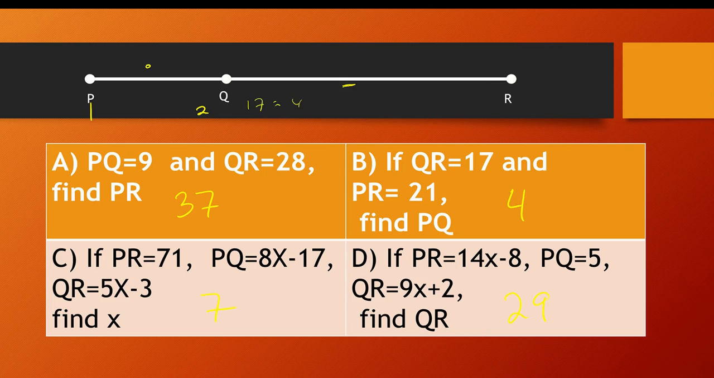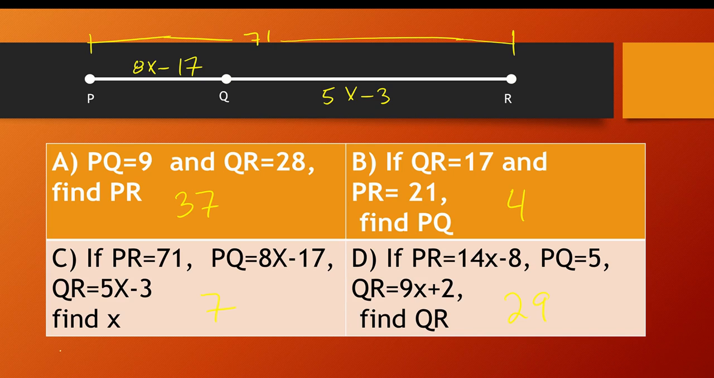Okay, moving on to the next one. Letter C. They're telling us that PR, so the entire thing, is 71. So P all the way to R is 71. And then they're telling you PQ, this little part, is 8x minus 17, and QR is 5x minus 3. And this is where we apply the definition of segment addition postulate, right?